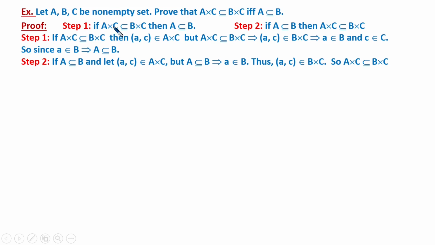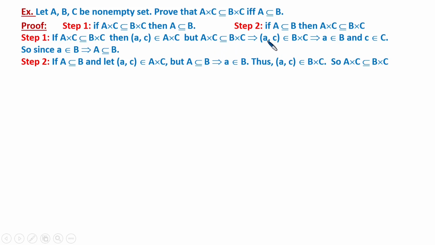Step 1 is that if we prove that if this is true, then you get this, or if this is true, then you get this, then one can say that this statement is true. So in step 1, now I consider if A cross C is a subset of B cross C, then I can say that this ordered pair A comma C is a subset of this A cross C. But your A cross C, I have considered this to be a subset of B cross C.